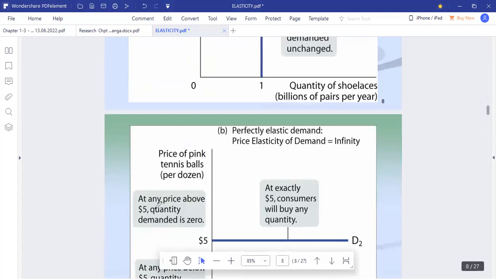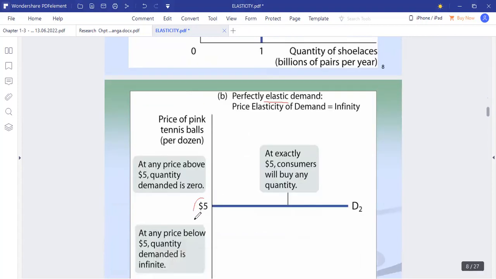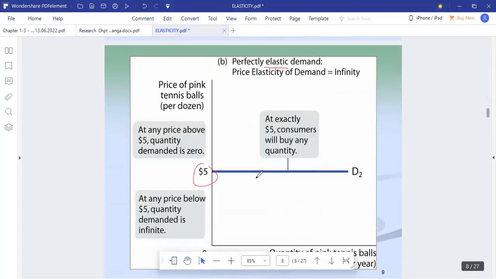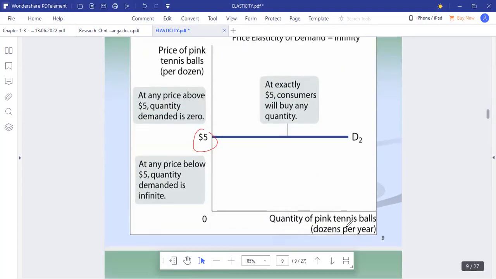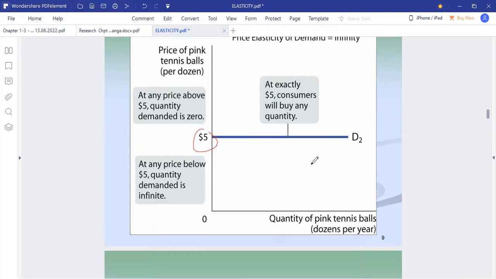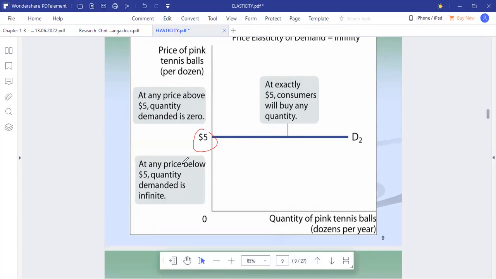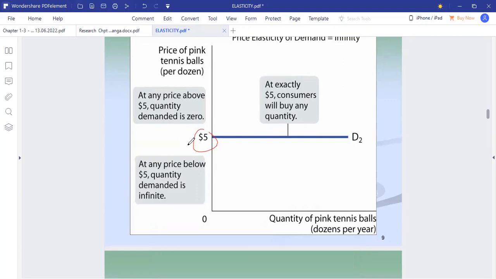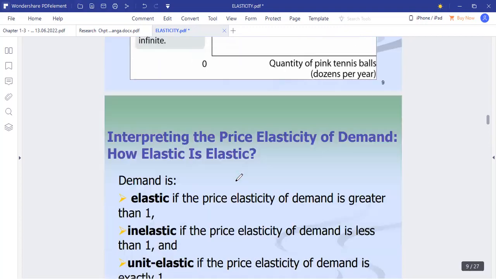And for perfectly elastic, it is a horizontal line here. So at a constant price, okay, the quantity will be what? Will change. Of course, we can never have such a market because of government intervention, but this simply tells you that any slight increases in pricing will cause people to switch in demand.